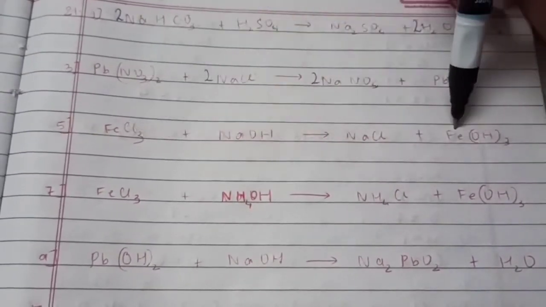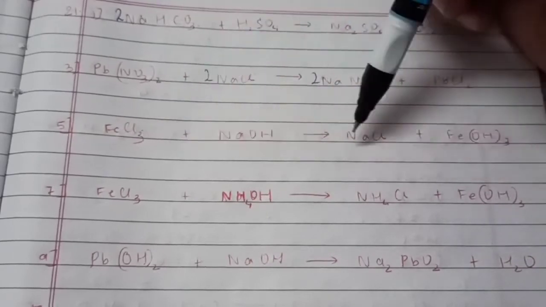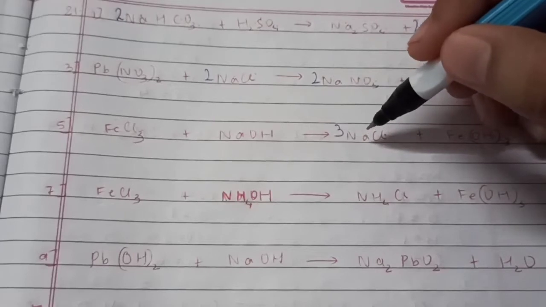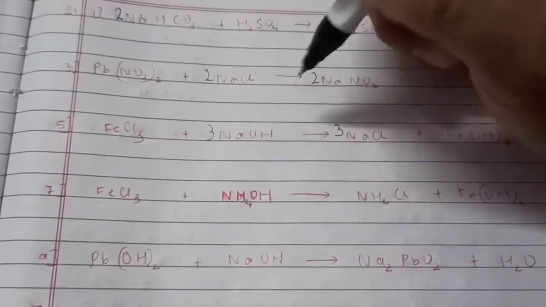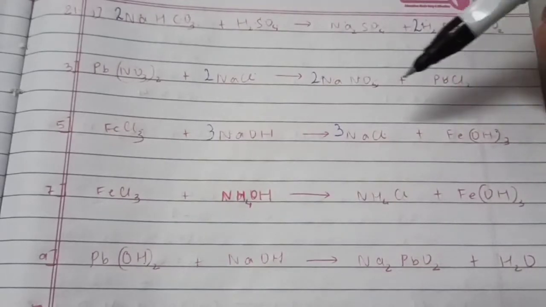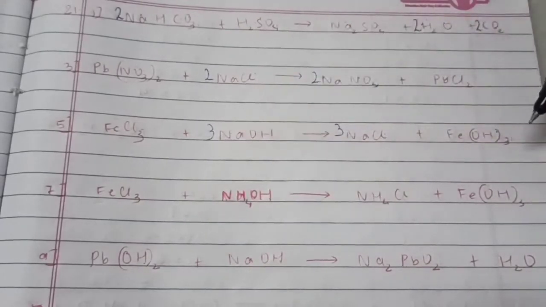Now the fifth sum. Iron 1, iron 1. Chlorine is 3. Chlorine is just 1. So let's put a 3 out here. But that increases sodium as well. That's fine. Put a 3 out here to increase sodium to 3. Now hydrogen becomes 3. It's already 3 out here. And oxygen is 3. It's already 3 out here. So now it's the final answer.